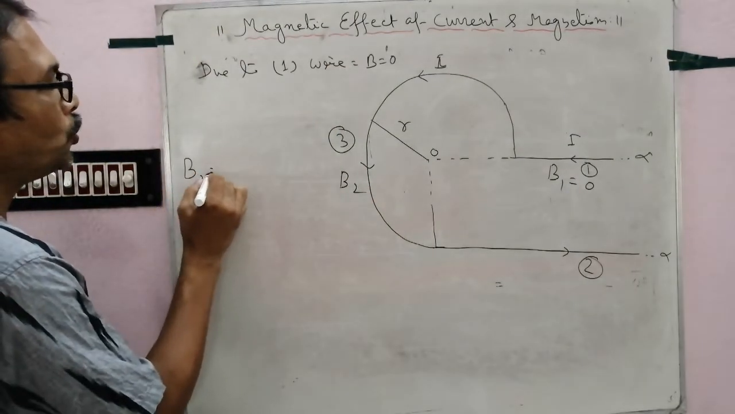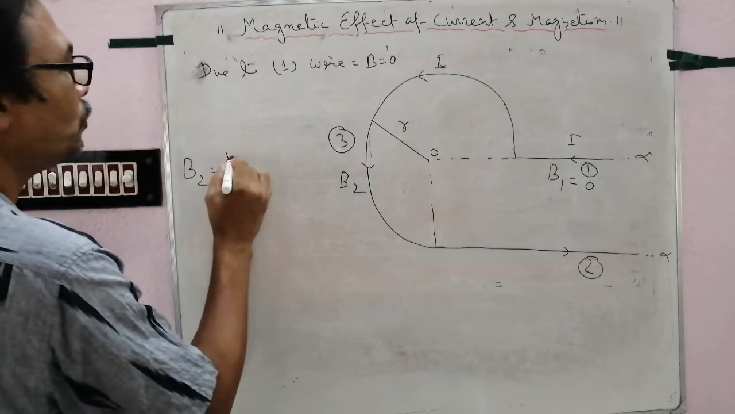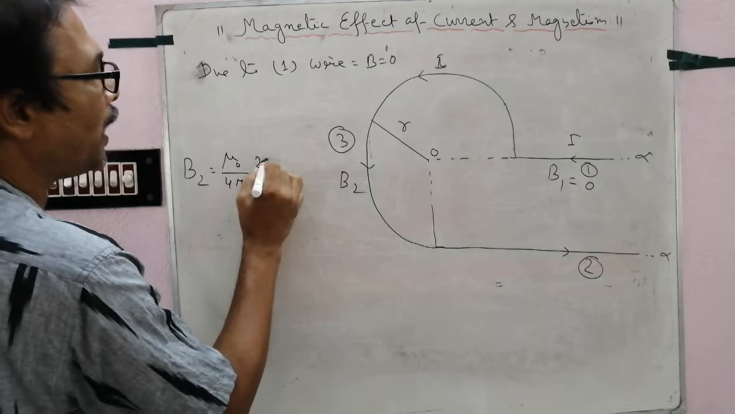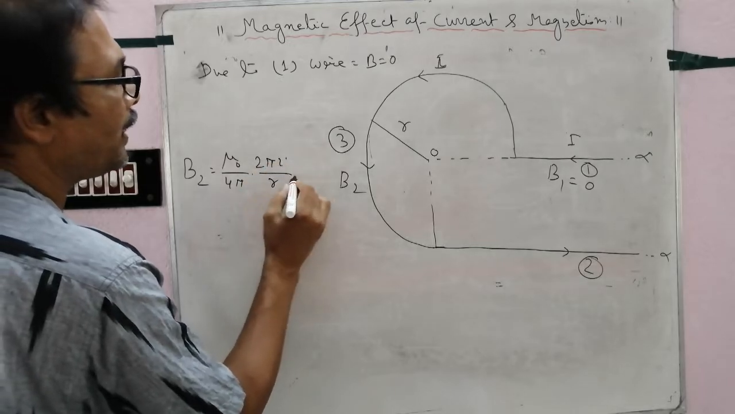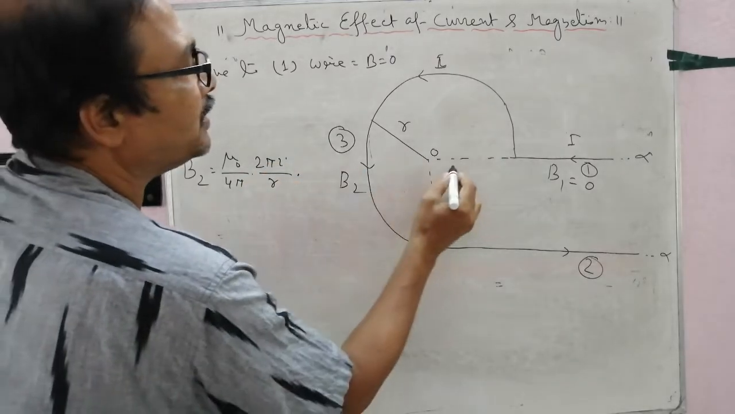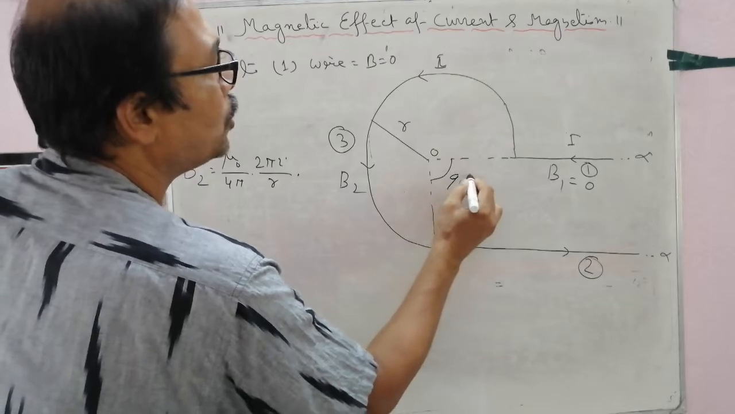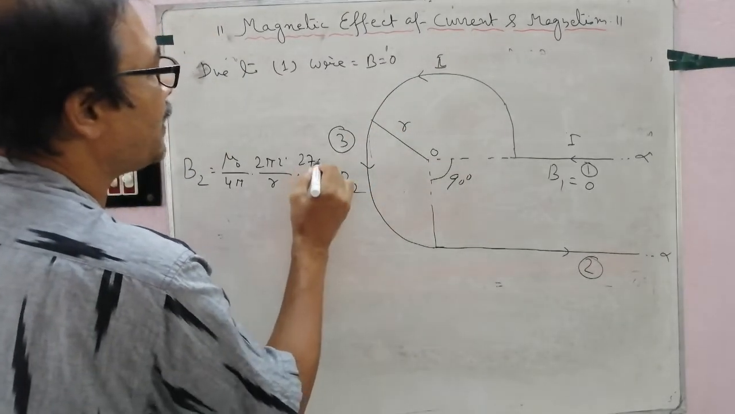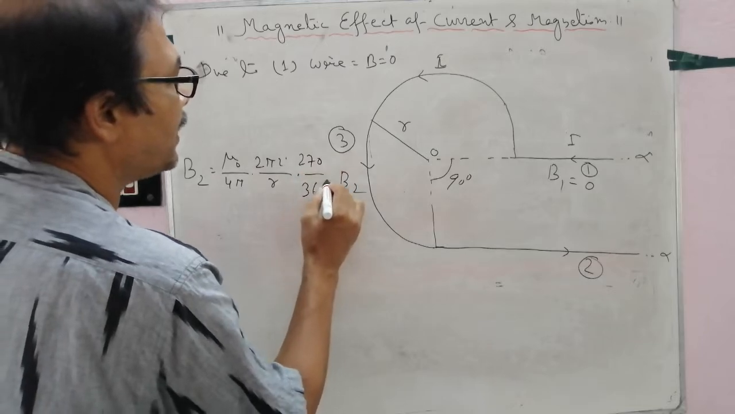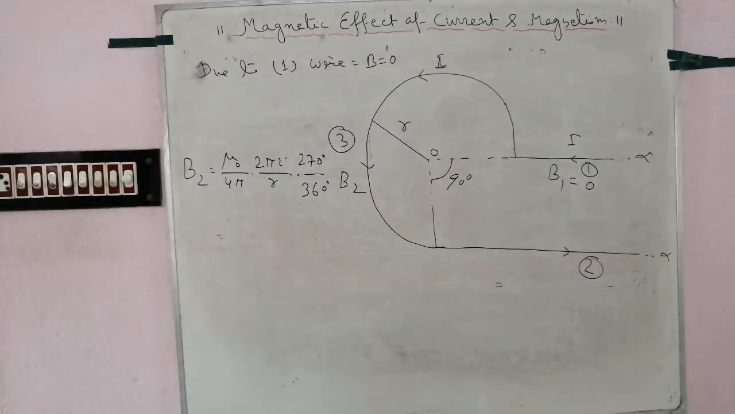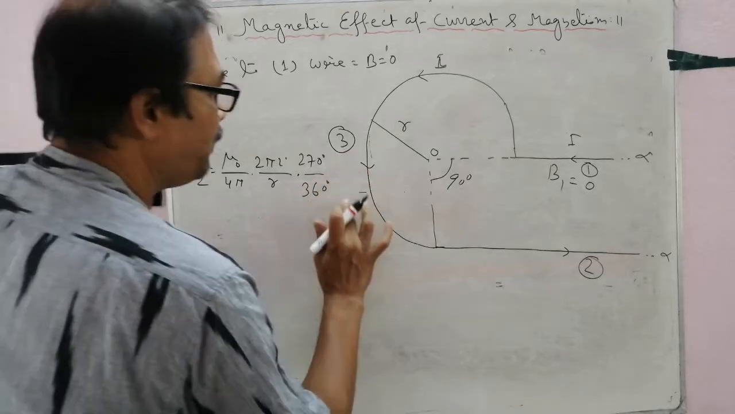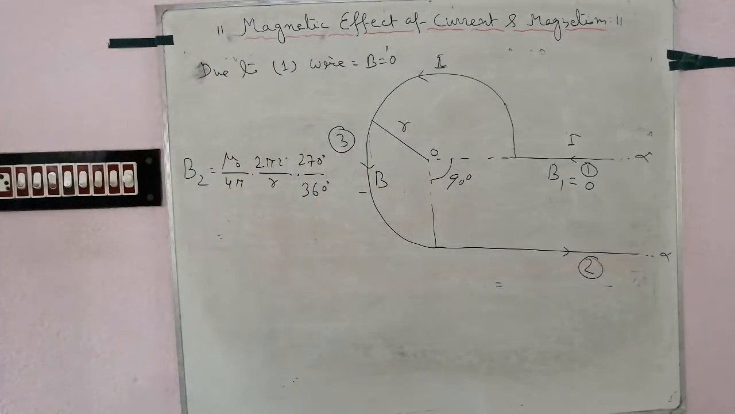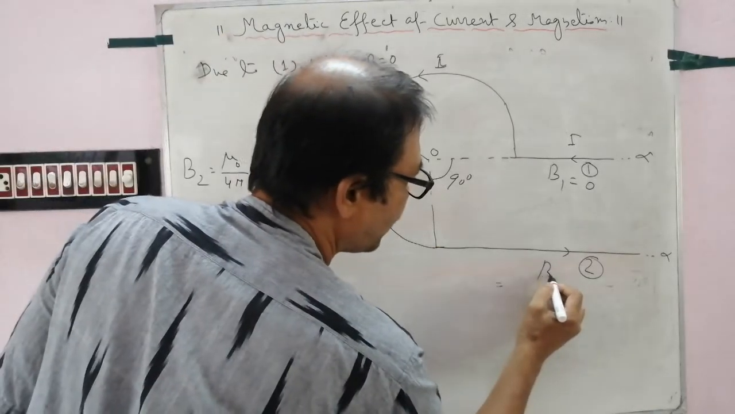Due to the circular loop, B2 equals mu naught by 4 pi times 2 pi I by R into this angle. 90 degrees, so 360 minus 90 means 270 by 360 degrees. Clear? This is another, B2 due to the circular loop, and B3 for this loop.